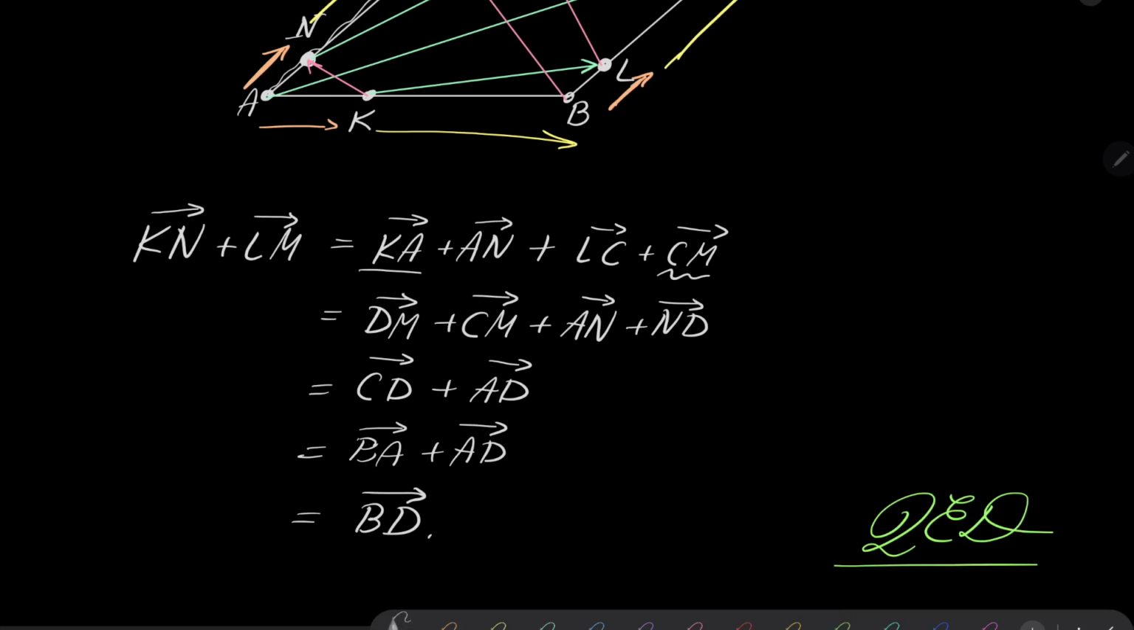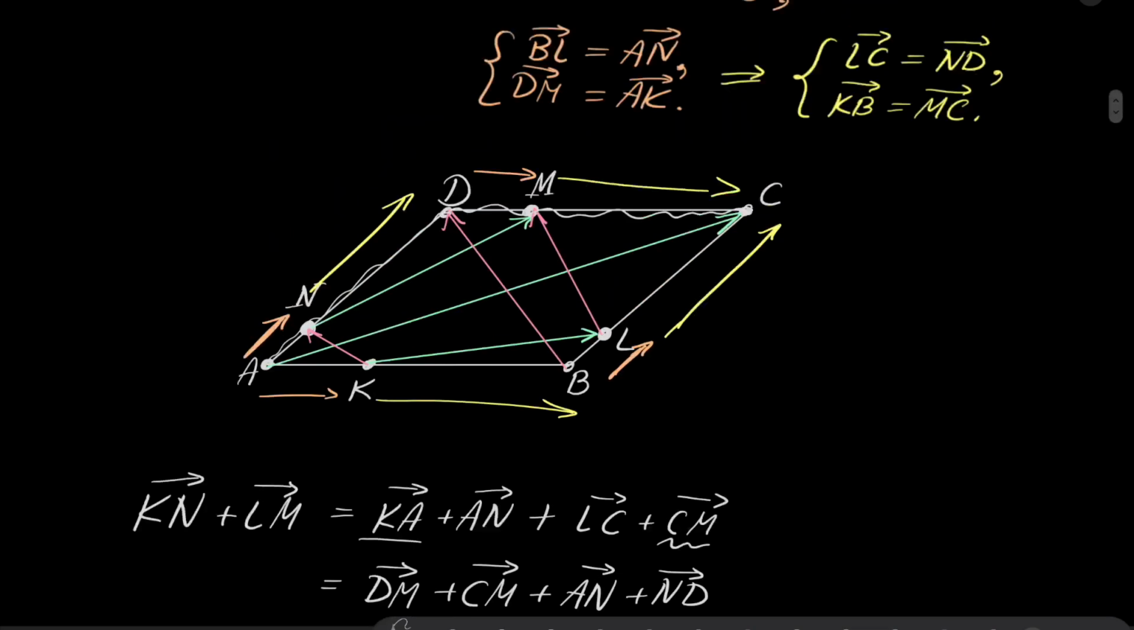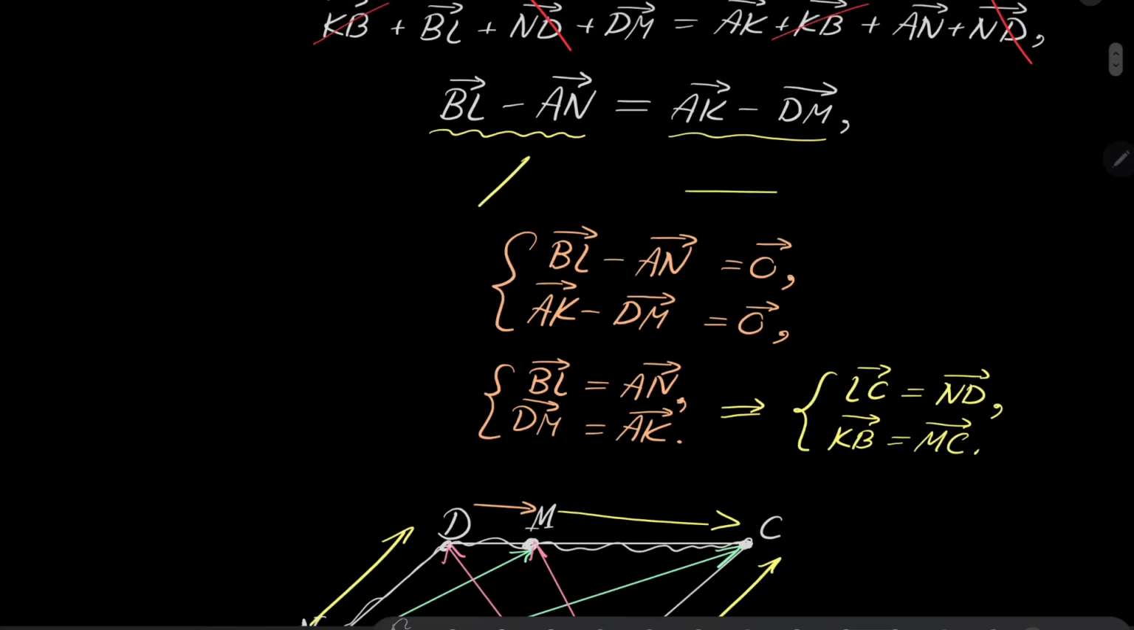So the most crucial part of this whole reasoning was noticing that these two vectors, which should be the same, are in different directions, so they both must be zero vectors. And that is it.